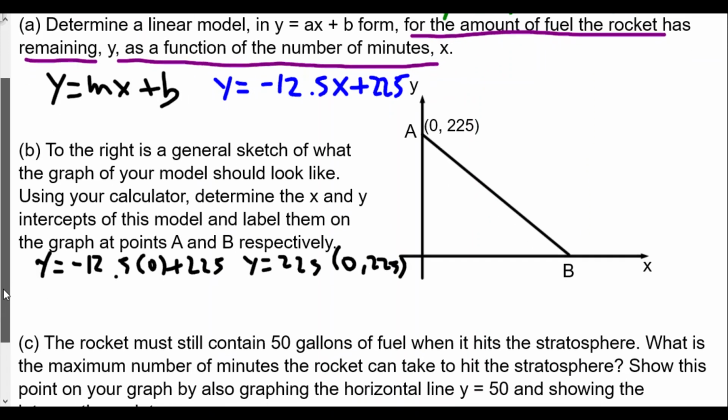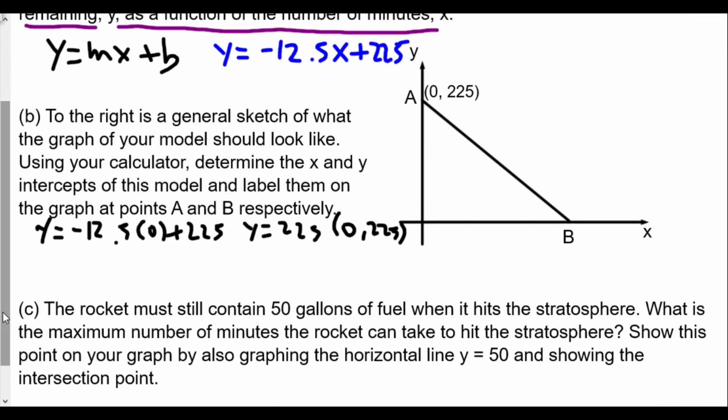Now we want to solve for point B. To solve for point B, for B we'll set the y value to 0, because that's when we're totally finished with the amount of fuel, and we want to solve for x. So that's quite the switcheroo in this case because we're finding the x-intercept. To find the x-intercept, we set y equals 0 and solve for x.